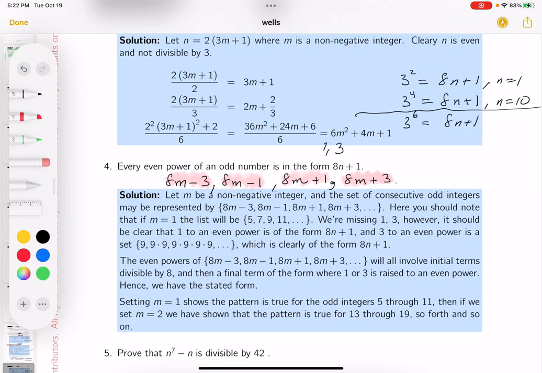So let's see. The powers of 3, that would be 3, 3 to the fourth. I guess I write it down. 3 to the, whoops, sorry about that. 3 to the 6 minus 1 equals 8n. Let's write this over here. What do you get? 3.